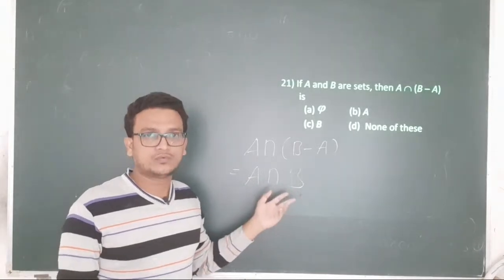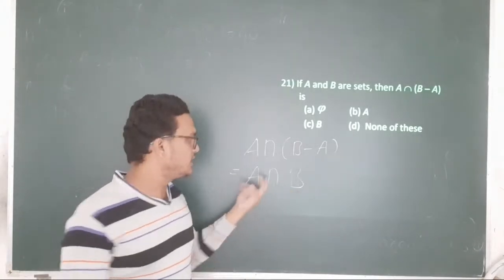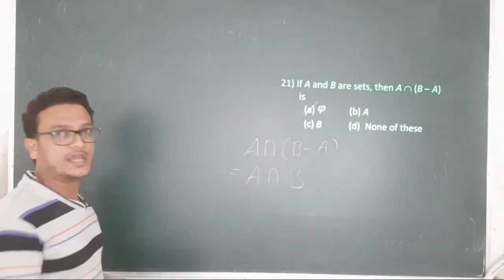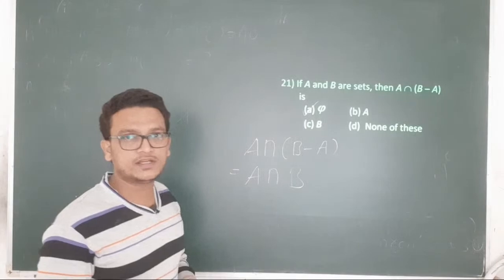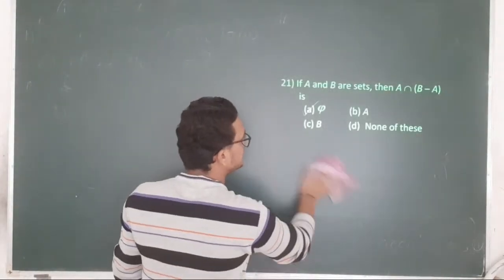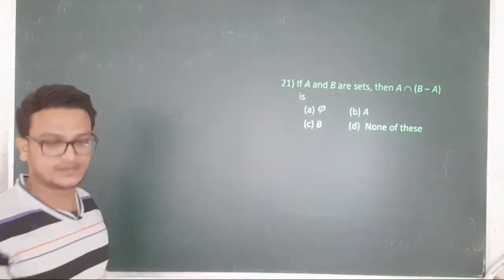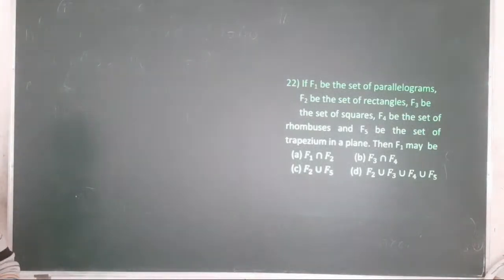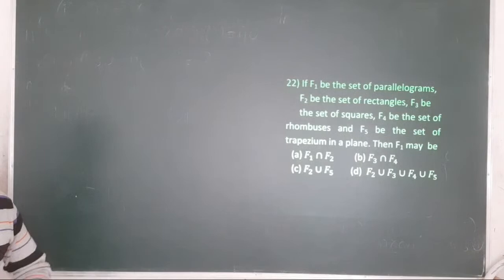But A and B are two different sets. So their intersection will be what? Empty, because there are no common elements among them. So therefore option A is correct. That is 5. Okay, see the next question now.